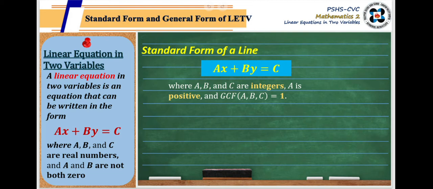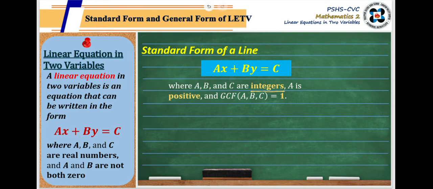Some references, on the other hand, require that a, b, and c be integers and that a is positive. Some also require that a, b, and c should have no common factor other than 1. So for this math course, we will follow these requirements. So a linear equation is in standard form if it is written in the form ax plus by is equal to c, where a, b, and c are integers.